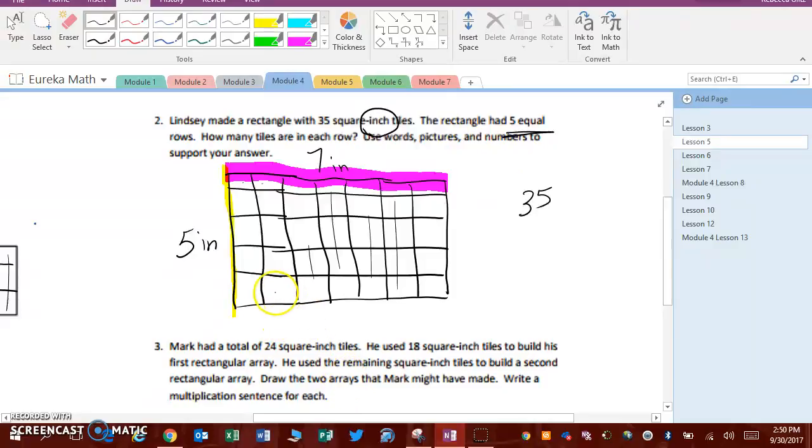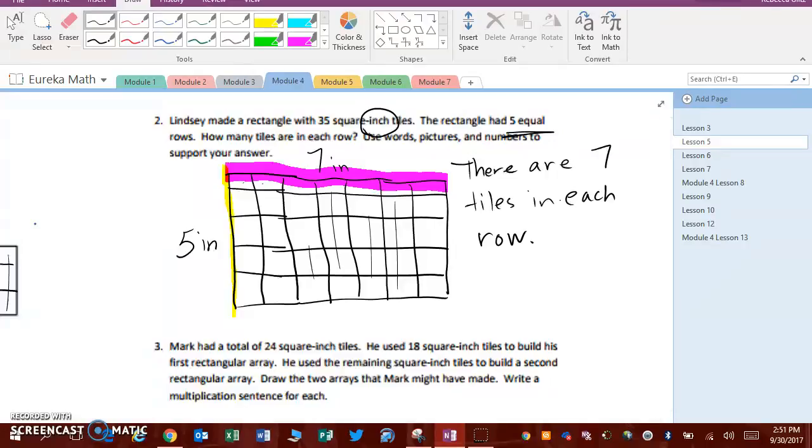So we've got pictures and numbers, but we don't have any words. So let's get rid of that so we can put a space. So we can say, how many tiles are in each row? I didn't know what my word sentence was going to be. I had to go back and look at that question. There are 7 tiles in each row. Okay? You could have drawn an array if you wanted to. That would show it too. But I was trying to stick with the rectangles like we've been using.